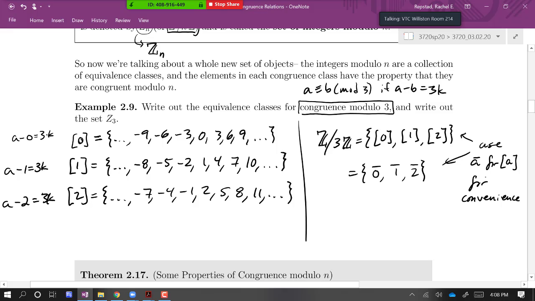So it looks like Z mod 3Z is like a finite set, right? There's a finite number of equivalence classes. We think of it as a finite set of 3 things, but what we should keep in mind is each one of these 3 things represents a set of infinitely many things.